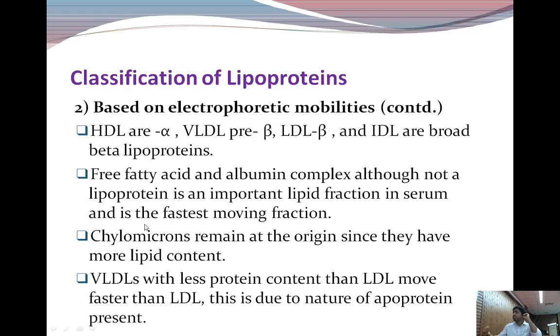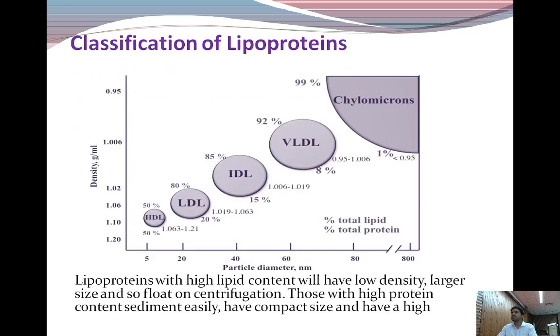Here the protein content is very low. If you go back and see here, protein content is 1, so it has almost no protein content. So when you do electrophoresis, it will remain at the origin site, it will not move much. But as the protein content increases, it will move.